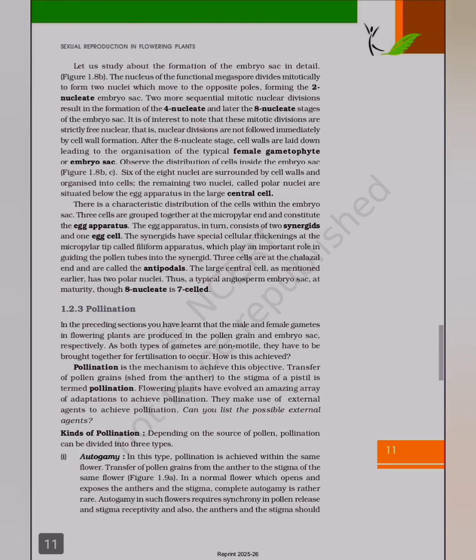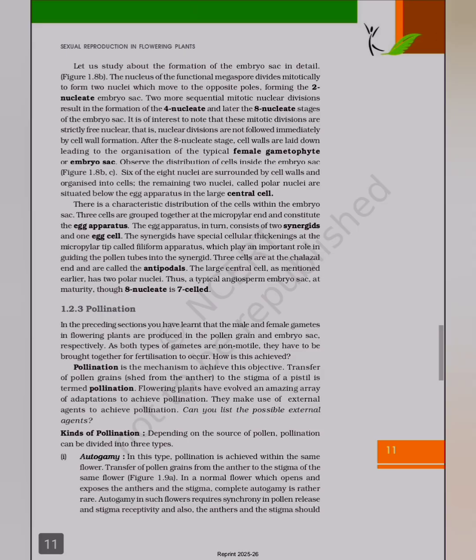Let us study the formation of the embryo sac in detail. The nucleus of the functional megaspore divides mitotically to form two nuclei which move to the opposite poles, forming the two-nucleate embryo sac. Two more sequential mitotic nuclear divisions result in the formation of the 4-nucleate and later the 8-nucleate stages of the embryo sac. It is of interest to note that these mitotic divisions are strictly free nuclear, that is, nuclear divisions are not followed immediately by cell wall formation. After the 8-nucleate stage, cell walls are laid down, leading to the organization of the typical female gametophyte or embryo sac.